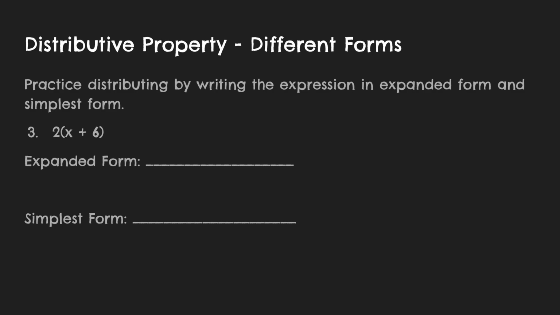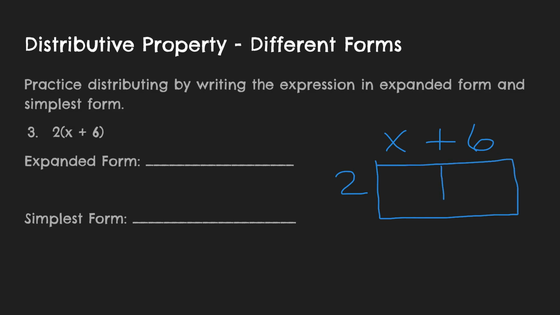All right, so I'm going to do my little area model over here. So I'm going to put 2 on the side. I'm going to do x plus 6 on the top. Draw my little rectangle. Anytime there's a plus sign or subtraction sign, I'm going to draw a line. 2 times 6 is 12. 2 times x is 2x. So expanded form, I did 2 times x plus 2 times 6. And then simplest form, I got 2x plus 12. Okay, let's try another one.